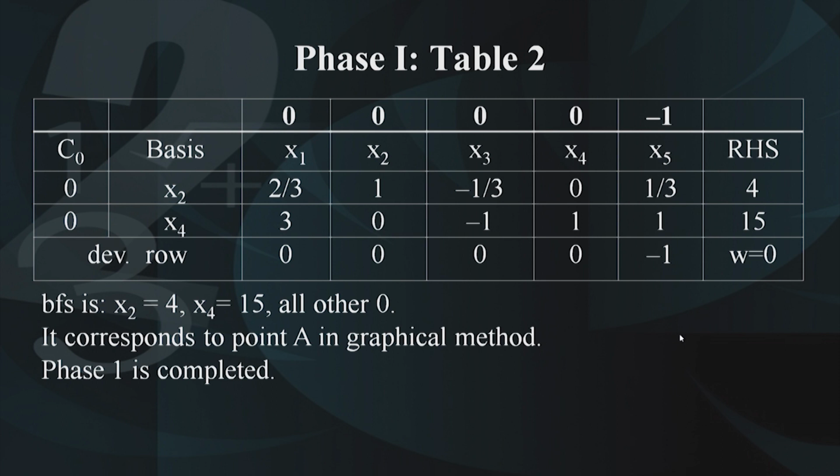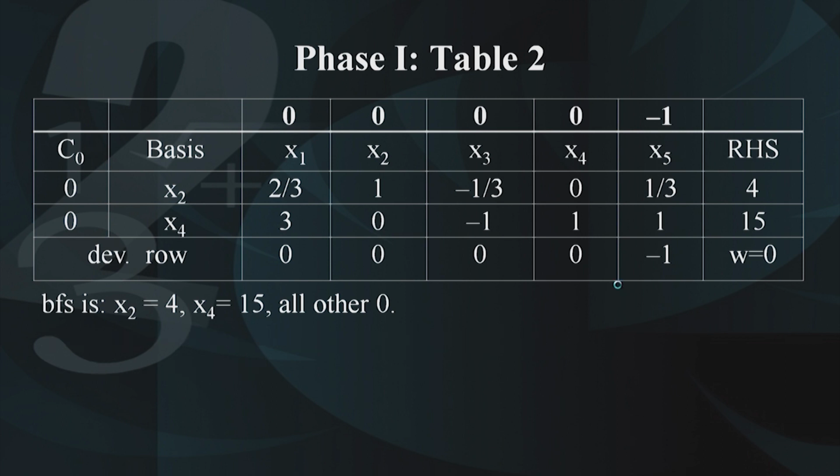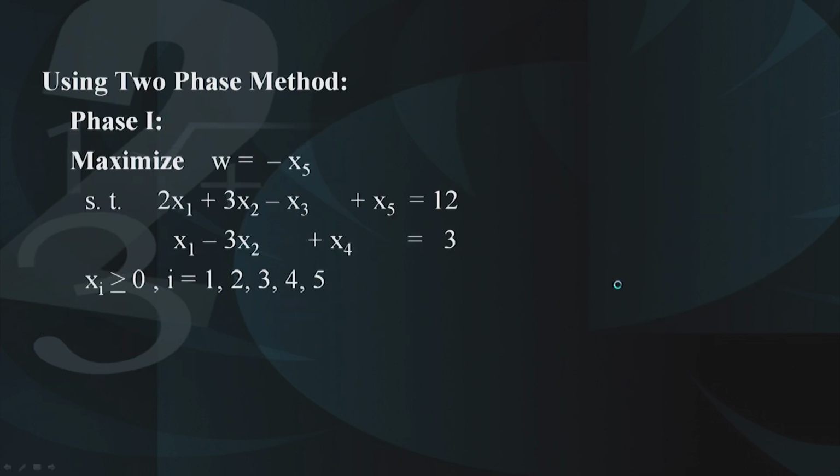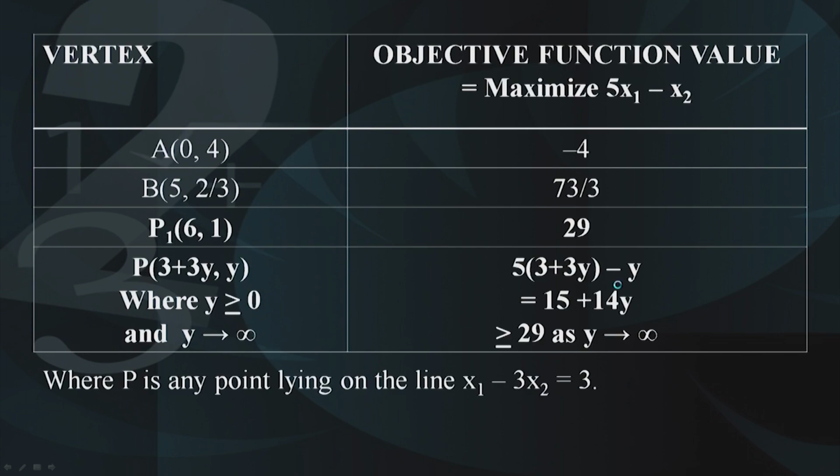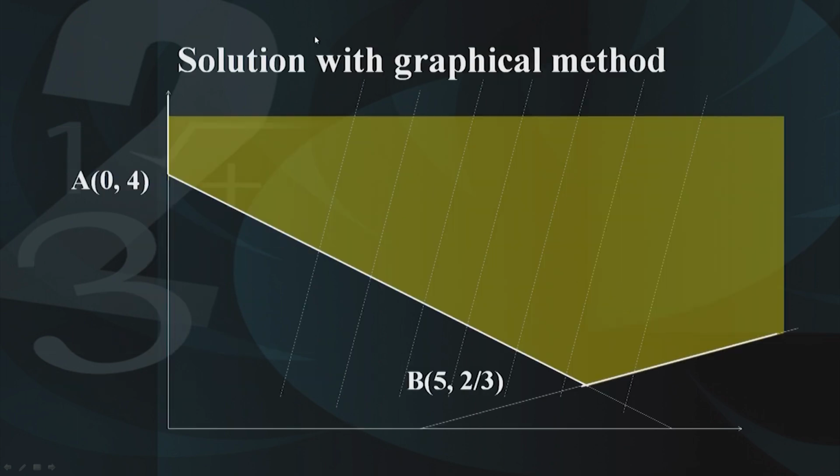Let us look at the graphical solution. This solution is telling us that it is 0, 4. So, let me go back to the graphical solution. Yeah, here it is. So, this point A, 0, 4, we have obtained at the end of phase 1, right.